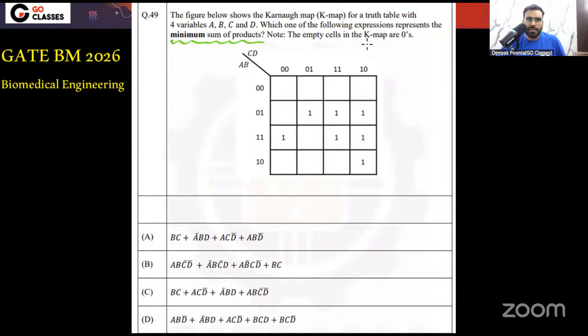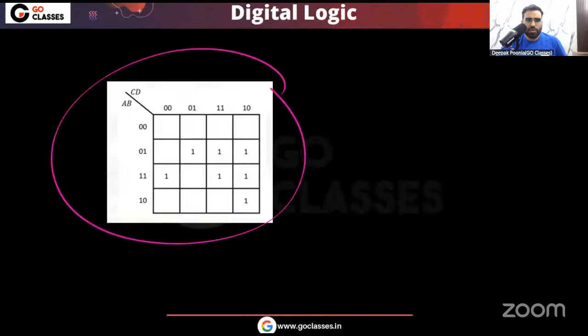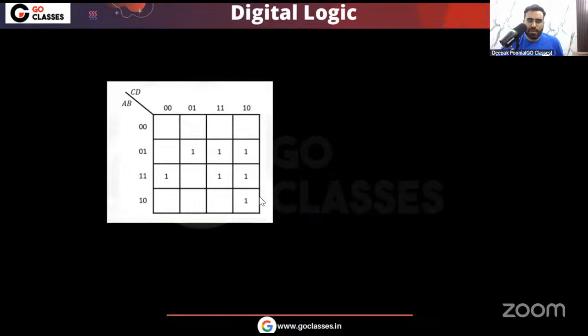The empty cells in the K-map, they are 0. We already know that in the K-map, the empty cells are basically 0. Now these options are given to us, and let's find the minimum sum of product expression. From the K-map, how to find minimum SOP? Very simple. To find the minimum SOP, you will cover all the 1 cells with minimum number of cubes and every cube as large as possible. Yes or no? Very simple. So remember, just cover all the 1 cells with minimum number of cubes, every cube as large as possible, and you will get the minimum SOP expression.